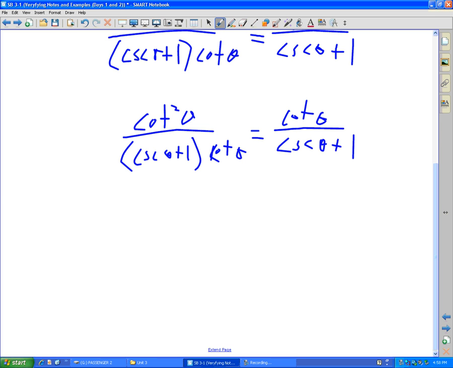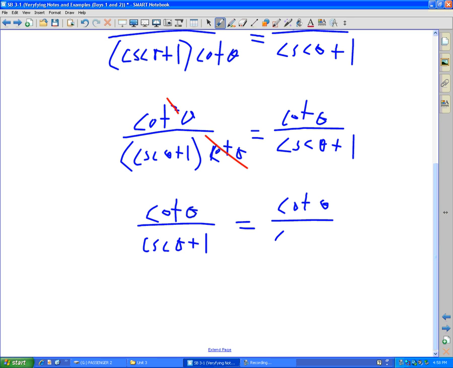So here's our cotangent on the bottom, canceling with one of the cotangents on the top. That would not have happened if we had distributed the cotangent, so it's a good thing we didn't. So I'm going to have cotangent theta on the top. I'm going to have cosecant theta plus 1 on the bottom, and holy cow, that's what we wanted. We have ourselves a verified identity. Let's all celebrate.